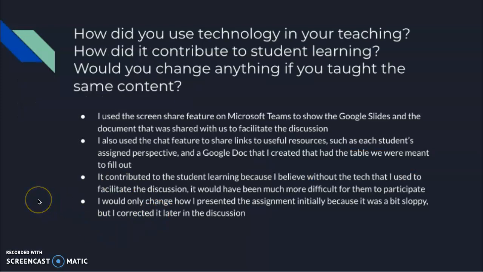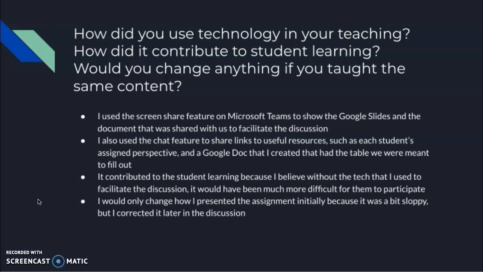So how did I use technology in my teaching? How did it contribute to student learning, and would I change anything if I taught the same content? I used the screen share function on Microsoft Teams to show the Google Slides, and there was another document given to us to help facilitate the discussion. I shared this document so that it was a lot easier for the students to follow along.